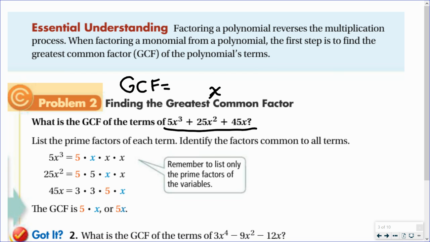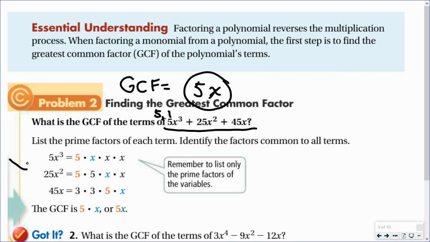Then I'm going to look at the numbers. I have 5, 25, and 45. Well, again, 25 won't fit into 5, so the factors of 5 are 5 and 1. Will 5 go into 25? It will. Will 5 go into 45? It will. So that tells me that 5x is the greatest common factor for this one.